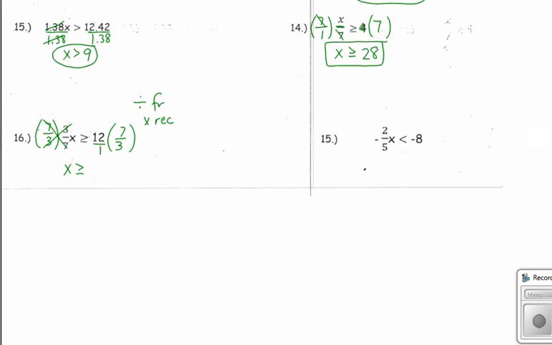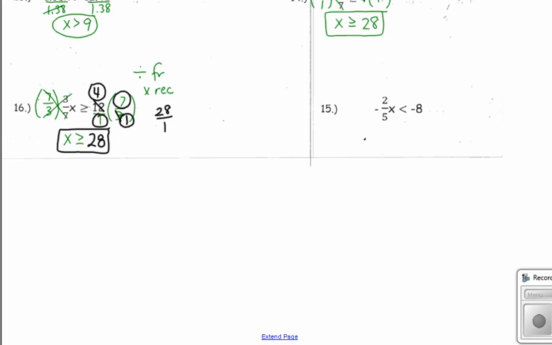The inequality symbol is preserved because I'm multiplying with a positive number. I can simplify the 3 and the 12 ahead of time. The common factor is 3. 3 goes into 3 once, and 3 goes into 12 4 times. Multiplying my numerators, I get 28. Multiplying my denominators, I get 1. And so the answer is x is greater than or equal to 28.